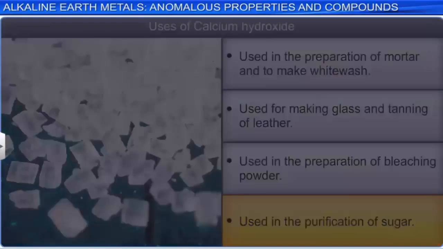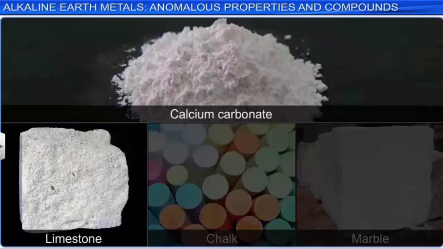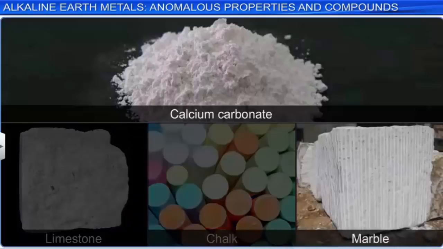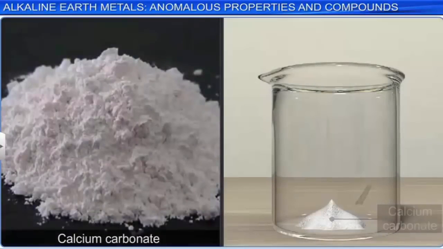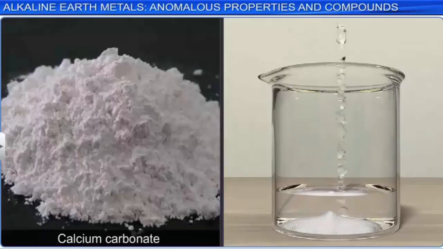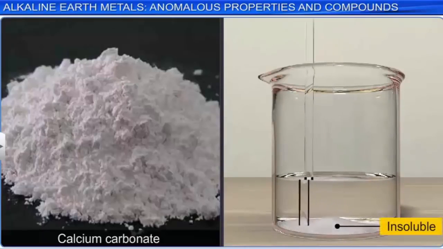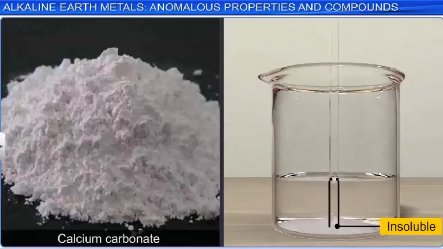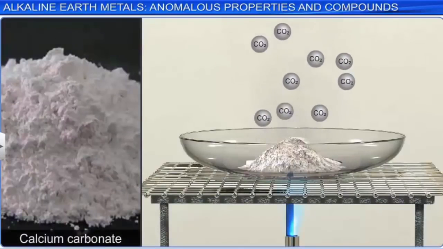Calcium carbonate occurs naturally in several forms, including limestone, chalk, and marble. In its pure state, it is a white, fluffy powder that is nearly insoluble in water. Upon heating, it decomposes to form calcium oxide and carbon dioxide.